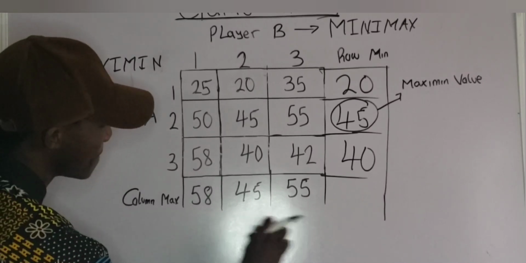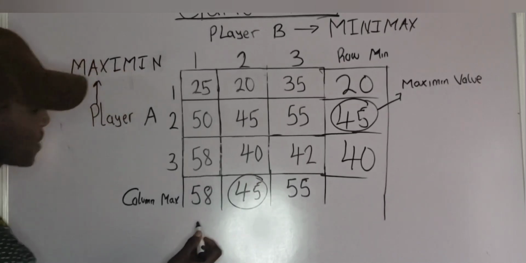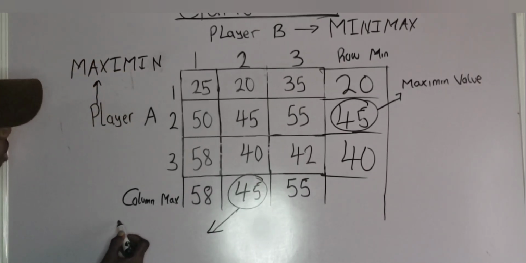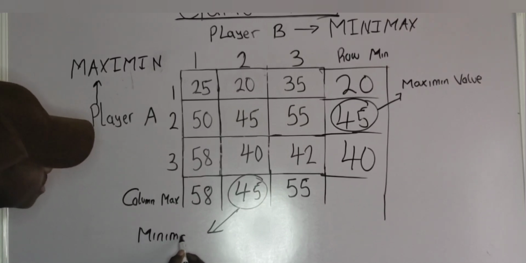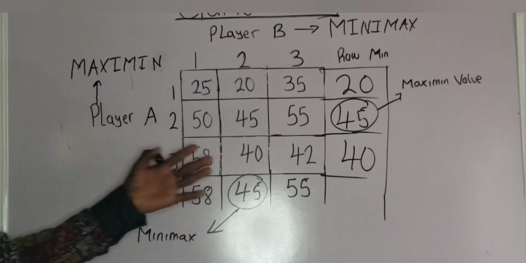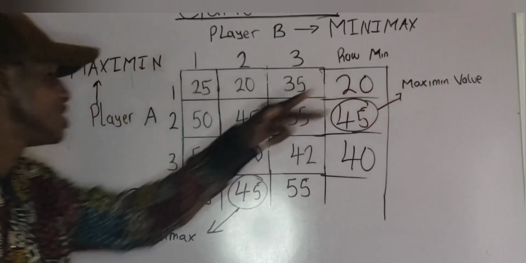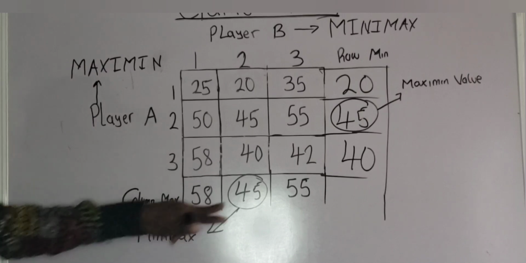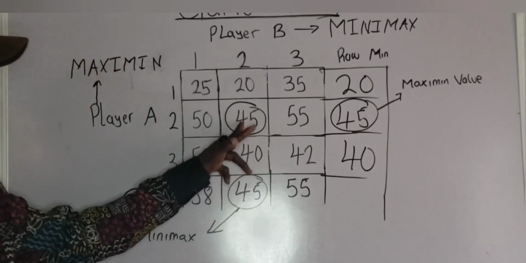So what is the minimum among these values? The minimum is 45. So the minimax value is what? 45. So now let me ask you a question. Do we have a saddle point in this game, or we don't have a saddle point? Yeah, we have a saddle point, because saddle point is the point whereby the maximum value is equal to the minimax value. And in that case, that is what? 45. You understand? So 45, this is the saddle point.